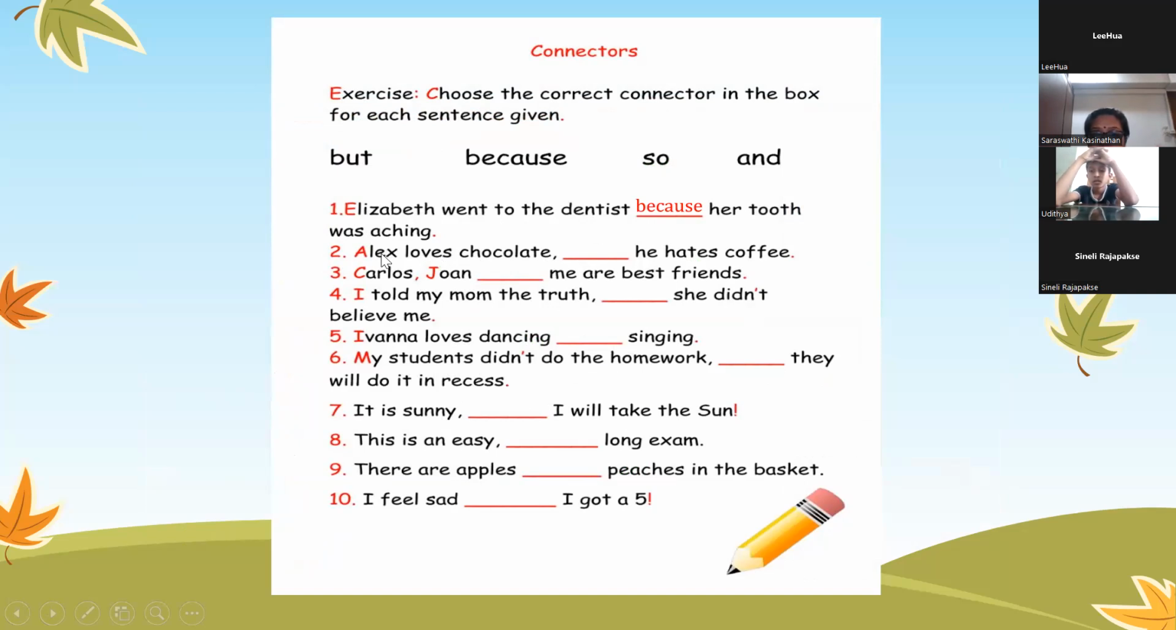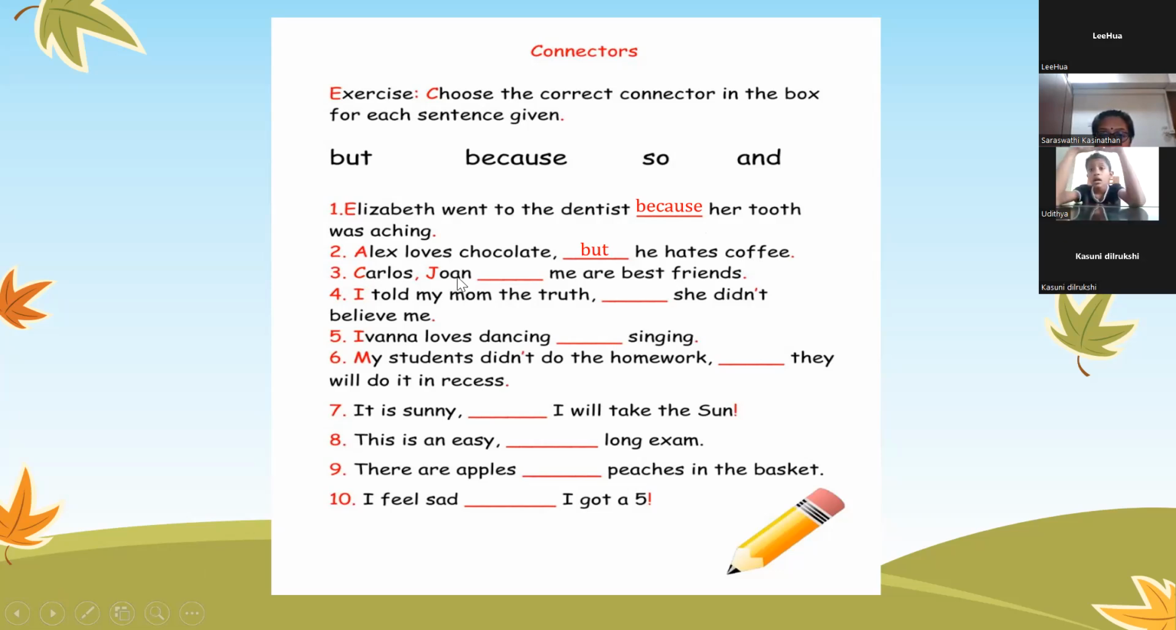Let's go back to sentence 2 and get that right again. Alex loves chocolate. Okay. He loves, so which would be the right word? But yes, that's right. Very good. He hates coffee, right? Very good. Well done. Number 3.